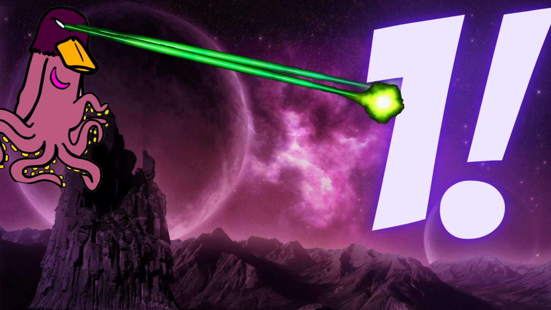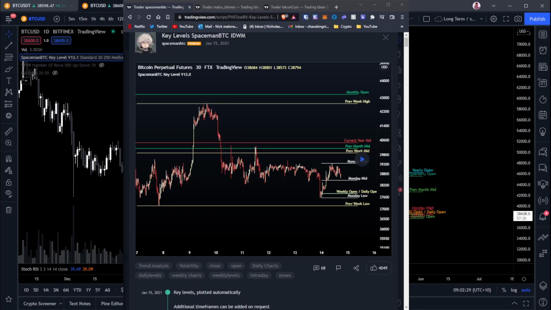Spaceman's Key Levels. It's an indicator that provides you with specific time frame levels for the 4-hour, daily, weekly, monthly, and quarterly, with the ability of selecting which levels you want to see from price open, previous high and low, and previous mid-level. Spaceman's Key Level indicator also gives you access to Monday ranges. Let's jump over to TradingView and have a bit of a look.